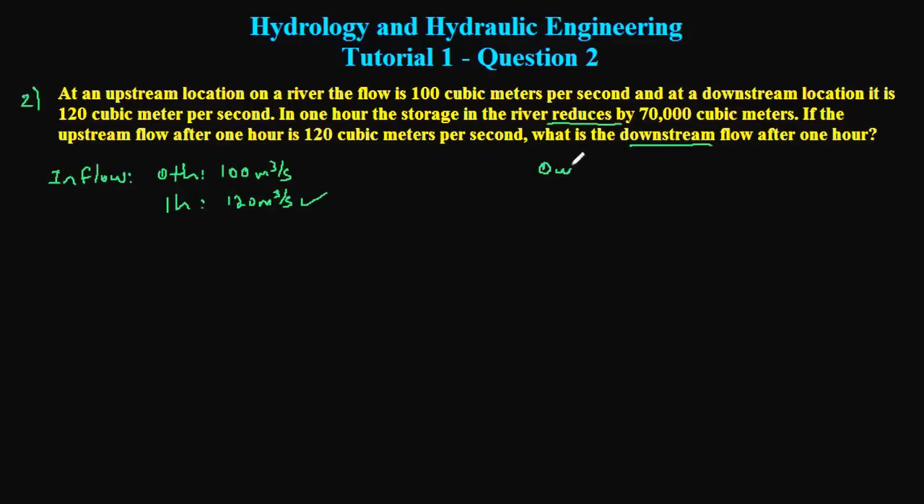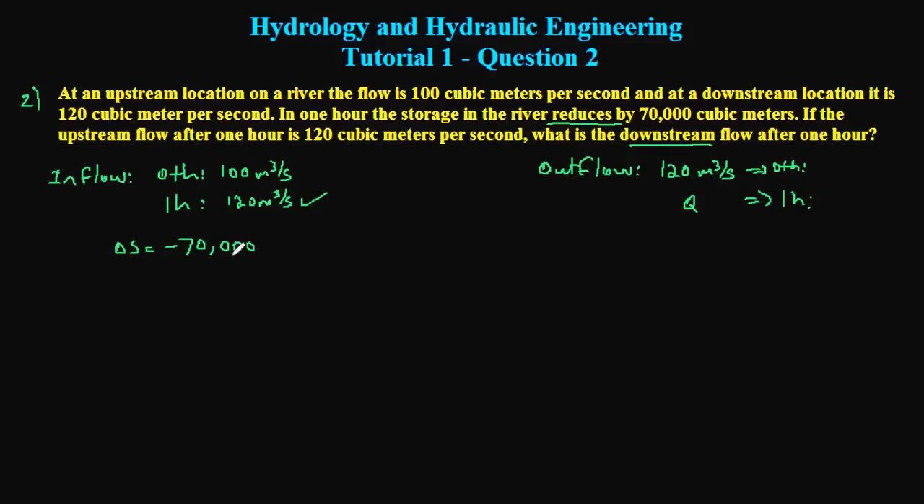And the outflow, which occurs at the downstream, is 120 initially at the 0th hour at a certain instant, and it's Q after 1 hour. This is what we're trying to find. And the question also states that the river reduces by 70,000 cubic meters. So the delta storage volume is equal to minus 70,000. It's minus because the river's volume reduces rather than increases.